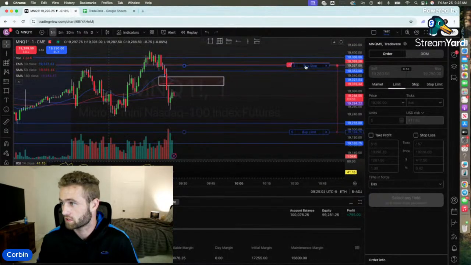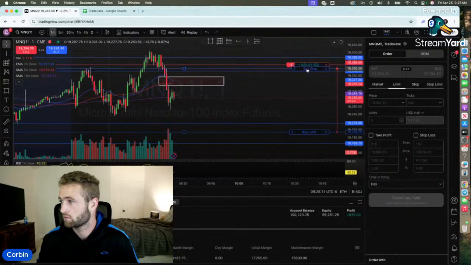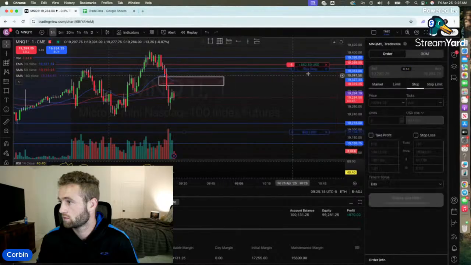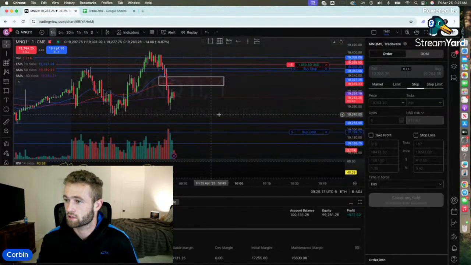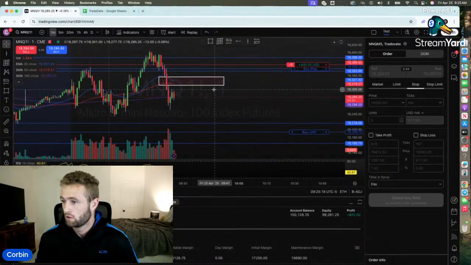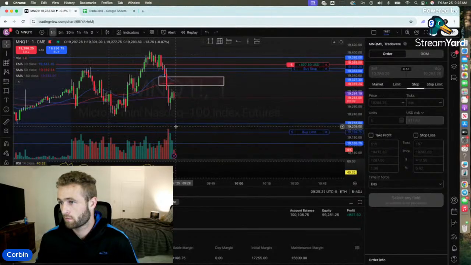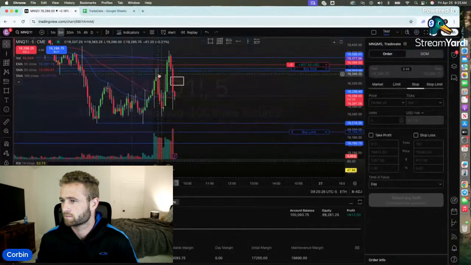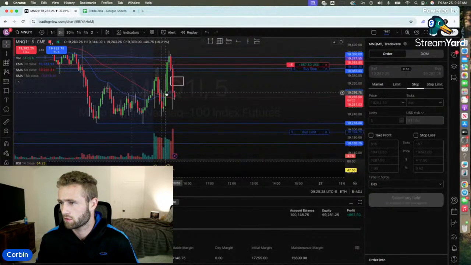Obviously, I'm no risk in this trade. I'm moving my stop to below my entry. So I'm no risk on this trade. Let's see what the 5-day 5-minute looks like. Boom, got a huge fair value gap on the 5-day 5-minute.